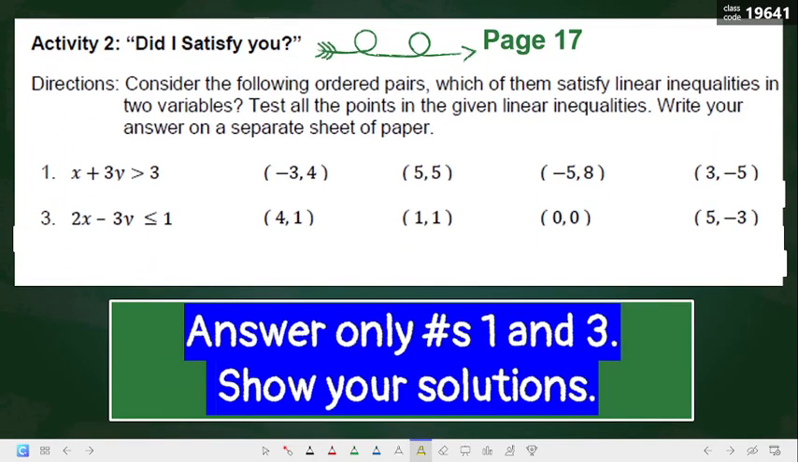Next, for activity 2, did I satisfy you? Consider the following ordered pairs, which of them satisfy linear inequalities in two variables. So, test all the points in a given linear inequality. Kamukha nung ginawa ko kanina. Titingnan nyo dito, alin ba yung pag sinubstitute nyo dito sa inequality, magiging true yung sagot. Lahat to itetest nyo, lahat yan kailangan may solution. For the solution, that is 5 points each. So, we have here 5, 10, 15, 20. Dalawa lang pasasagutan ko and that is equal to 40 points na kung tama at may solution ka.